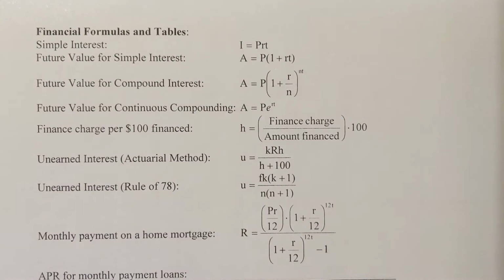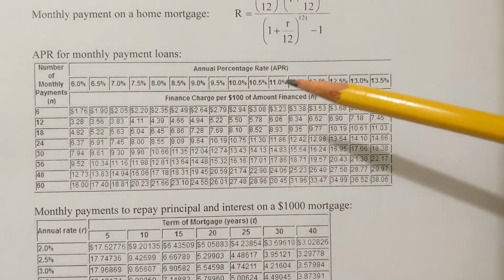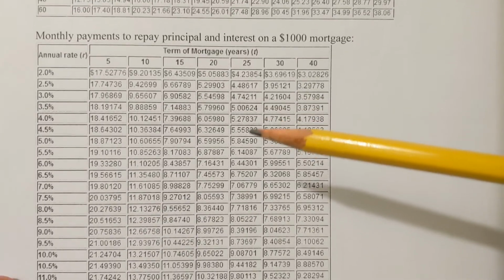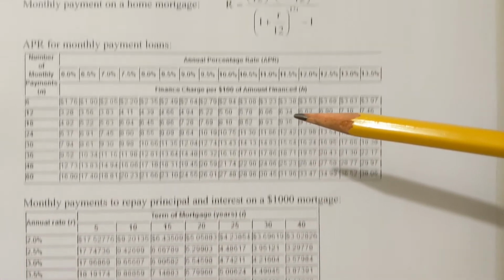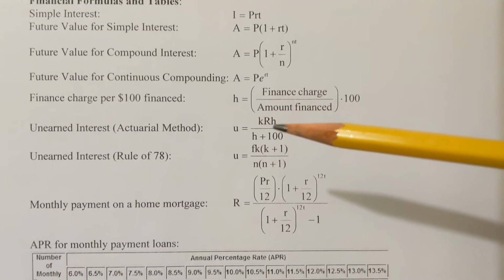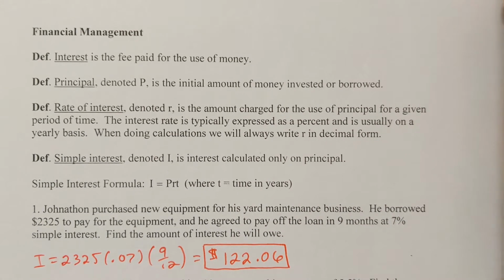Okay, we're going to begin chapter 13 in this video. First thing is I've got some formulas here. These are all formulas that we're going to be talking about. Below that is an APR table and a monthly payment to repay principal and interest on a $1,000 mortgage. That's for like if you're buying a house. We'll talk about the tables later on, but anyway, that's there for you up on Blackboard.